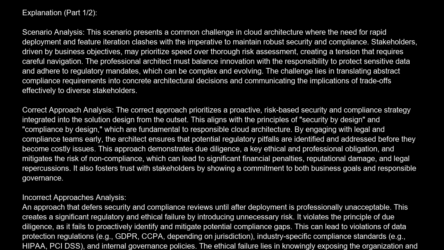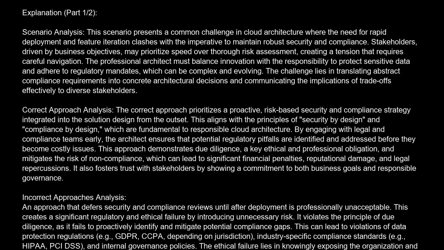This aligns with the principles of security by design and compliance by design, which are fundamental to responsible cloud architecture. By engaging with legal and compliance teams early, the architect ensures that potential regulatory pitfalls are identified and addressed before they become costly issues. This approach demonstrates due diligence, a key ethical and professional obligation, and mitigates the risk of noncompliance, which can lead to significant financial penalties, reputational damage, and legal repercussions.